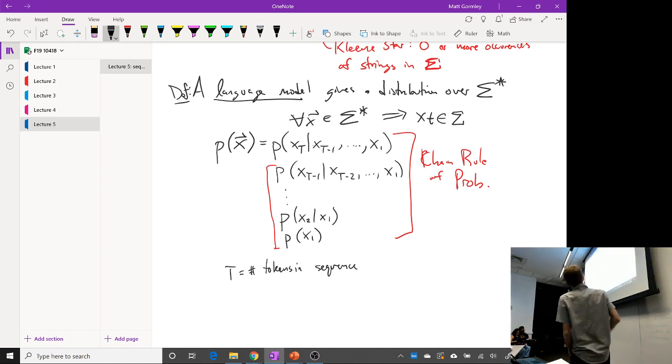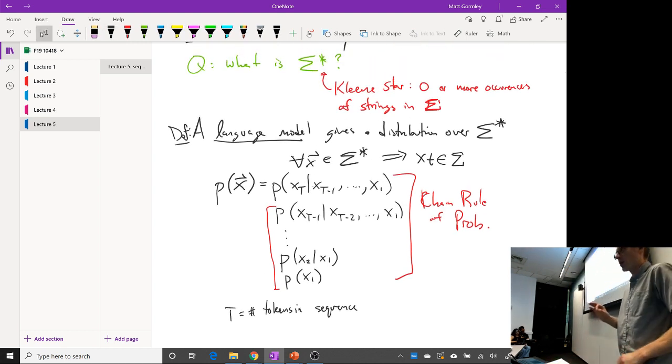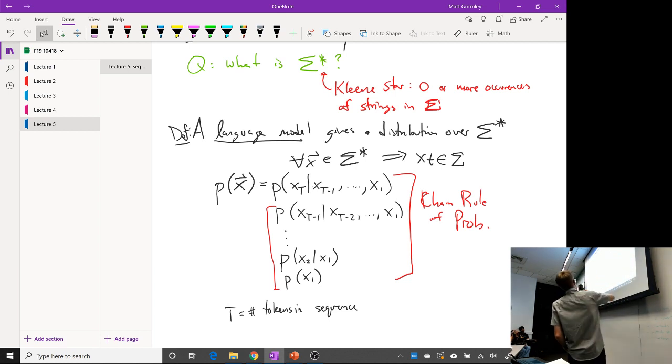So a language model, let's make sure we have our definition straight here. What we're defining a language model as is just a model that gives a distribution over sigma star. So for any element of sigma star, it gives a probability to it. So there's a separate question of how will we use a language model? Will we sample from it? Will we use it to score paths through a tree?